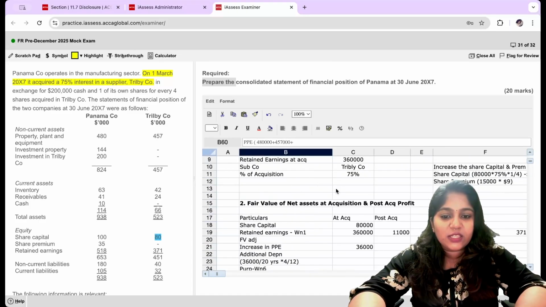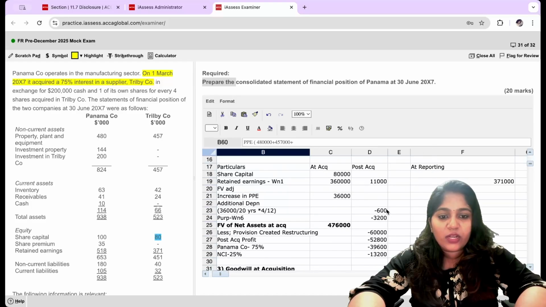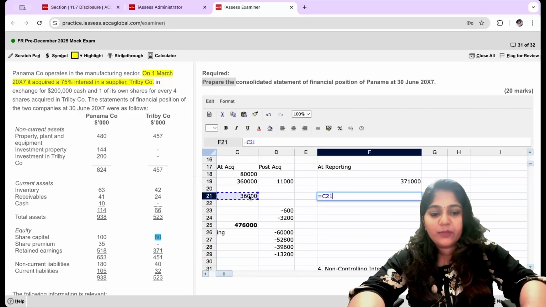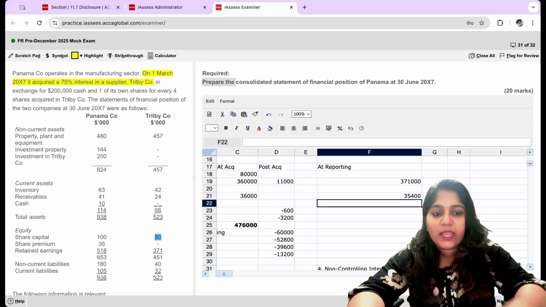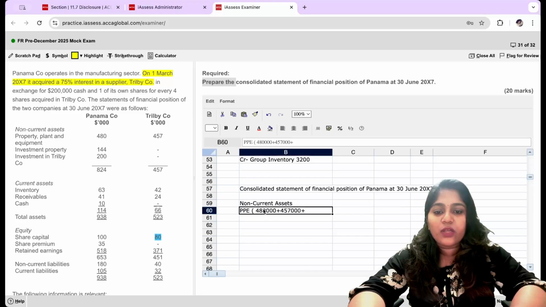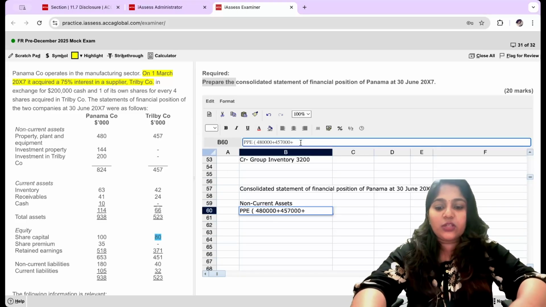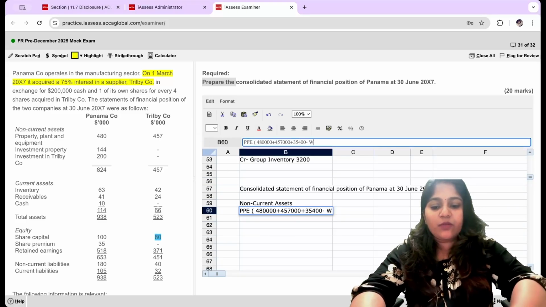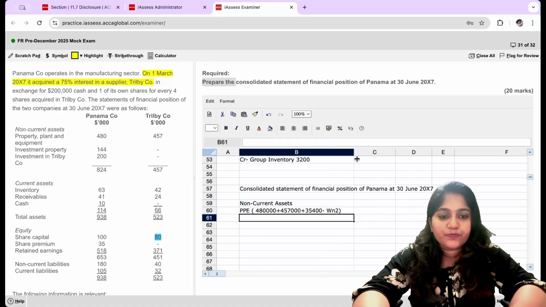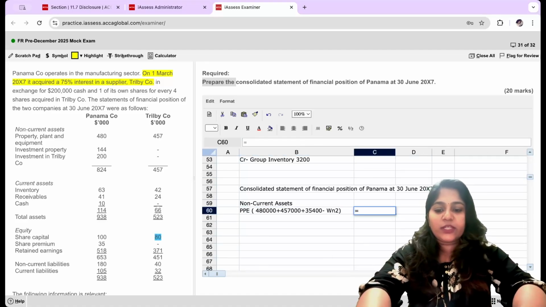What is the additional thing that I have to do? I have gone ahead and added 36,000 extra, but in that I have depreciated 600. The remaining 35,400 should be added to your statement of financial position. That's coming from working note number 2. Please give a reference.